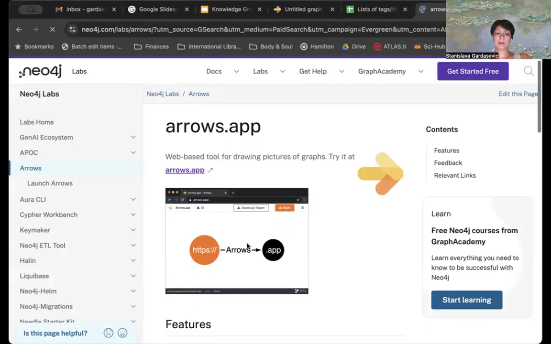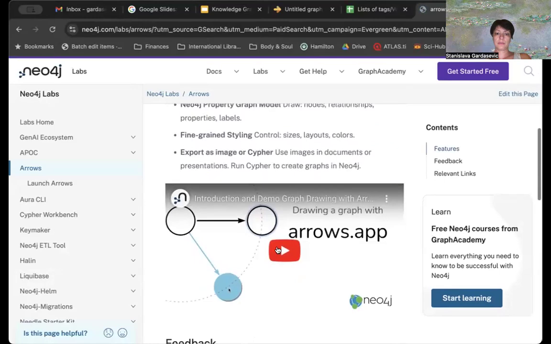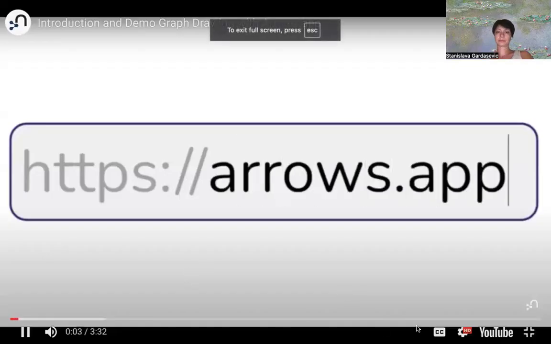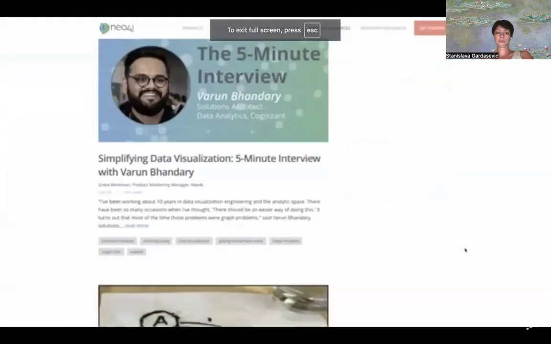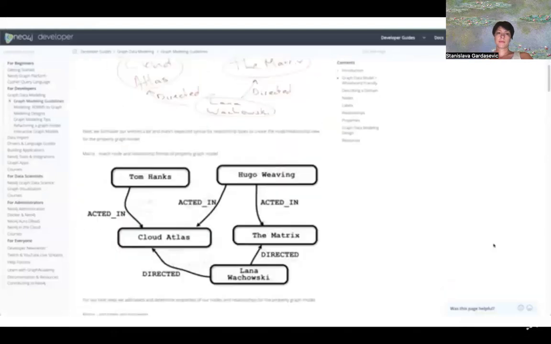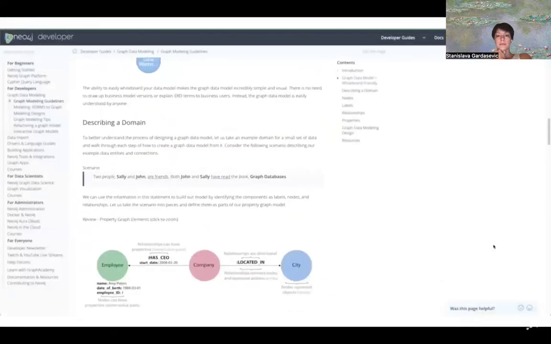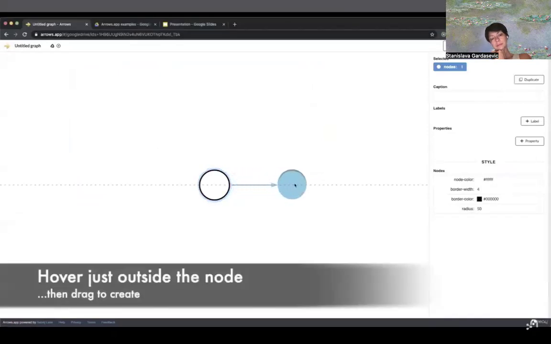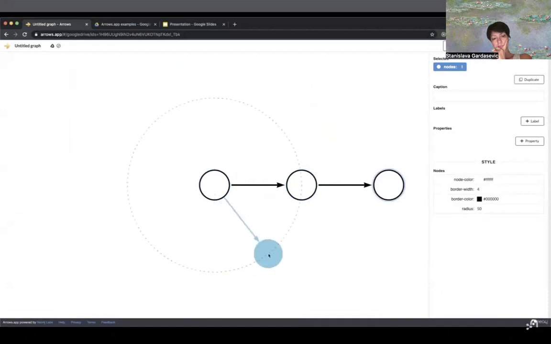And there is a little intro video. Great. Arrows.app is for drawing pictures of graphs. It's a great way to make pictures for web pages, documentation, and presentations. So let's have a quick look at an example. Click to make a node, hover outside, and drag to make relationships. Then use a guide to keep them in place and they stay connected.